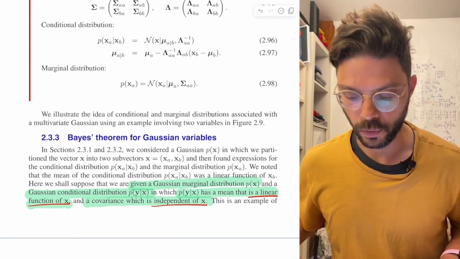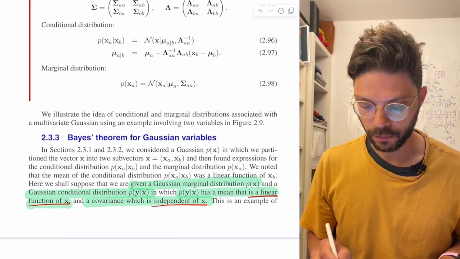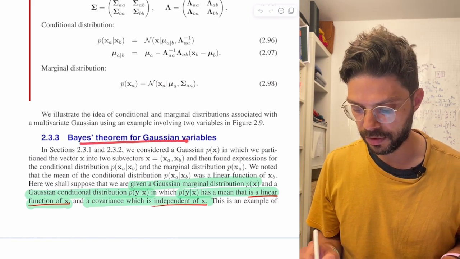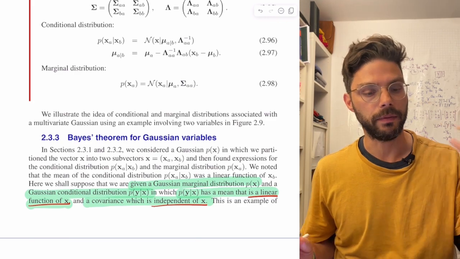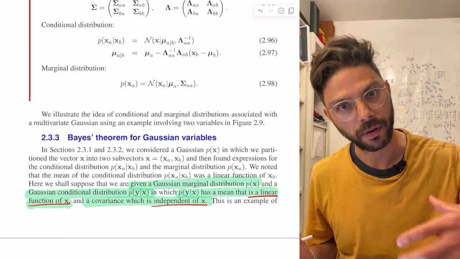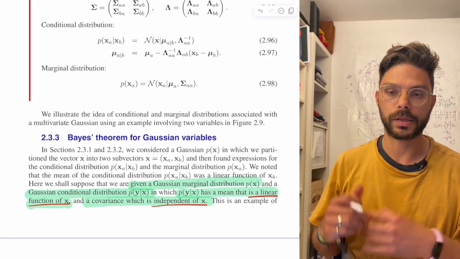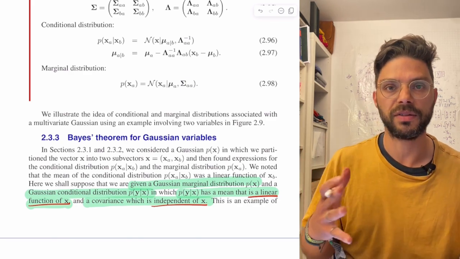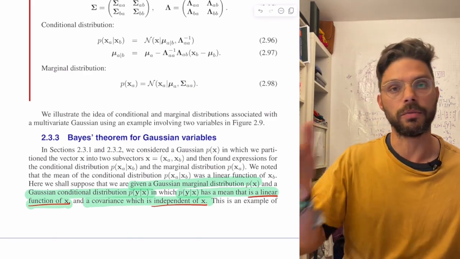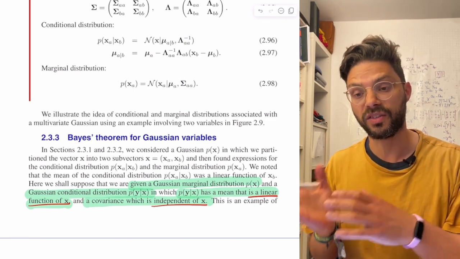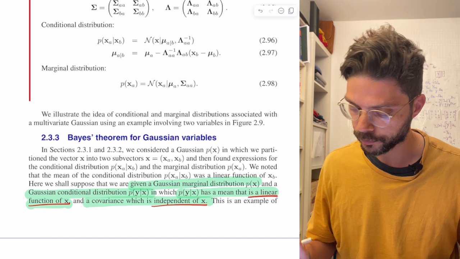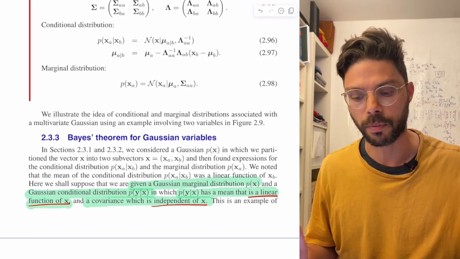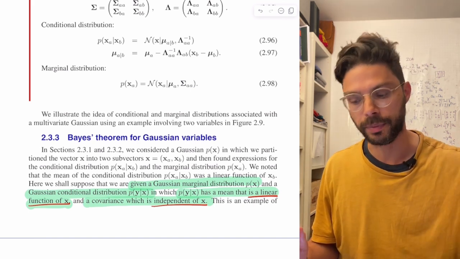All right, so we are at section 2.33 where we're talking about Bayes' theorem for Gaussian variables. The idea is that we're going to be given a marginal distribution or a prior distribution that's Gaussian and a likelihood that's Gaussian, and then we're going to be interested in the marginal distribution on one of the variables and also the posterior distribution. So that's kind of where Bayes' theorem comes in. And it's going to, again, give us some more practice using completing the square.